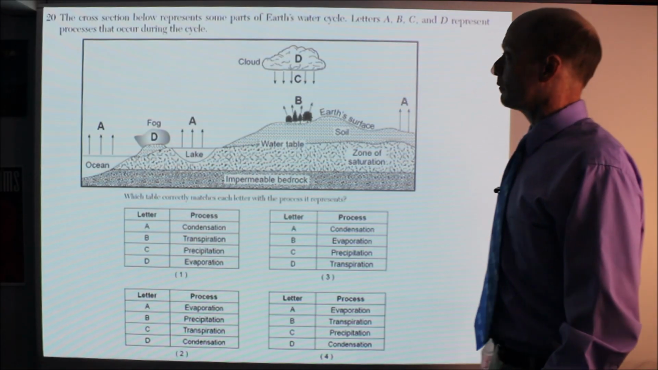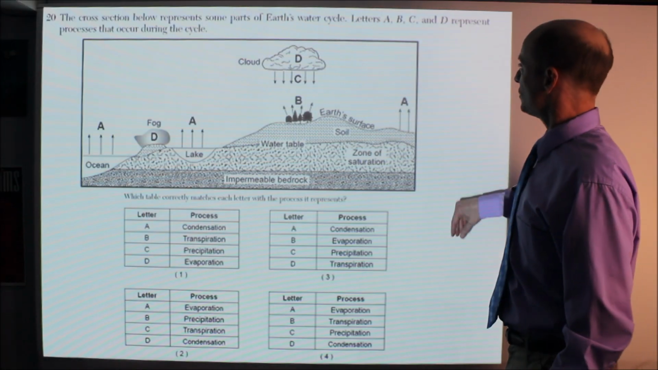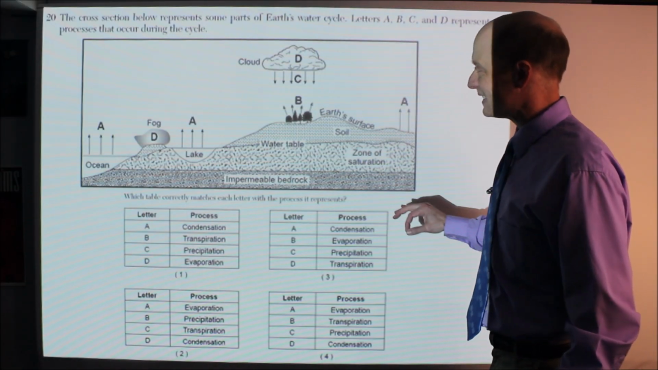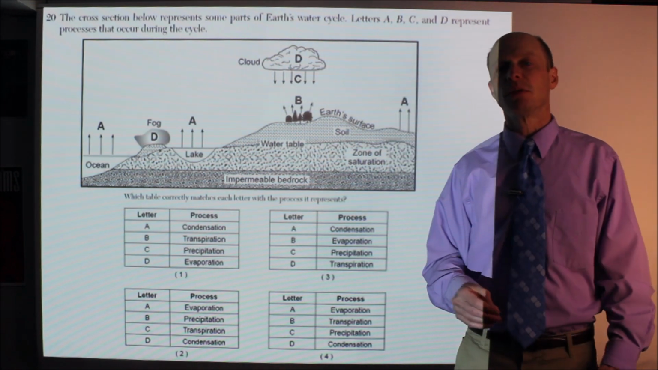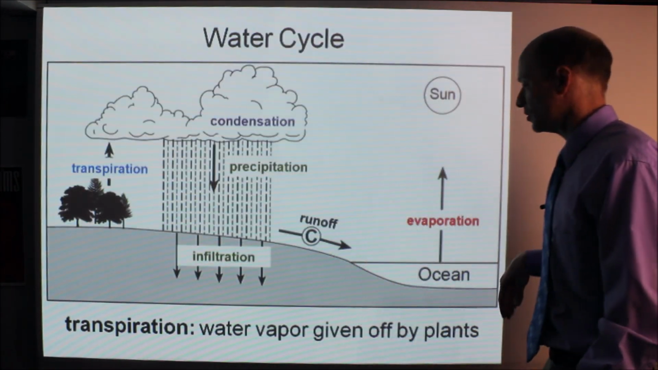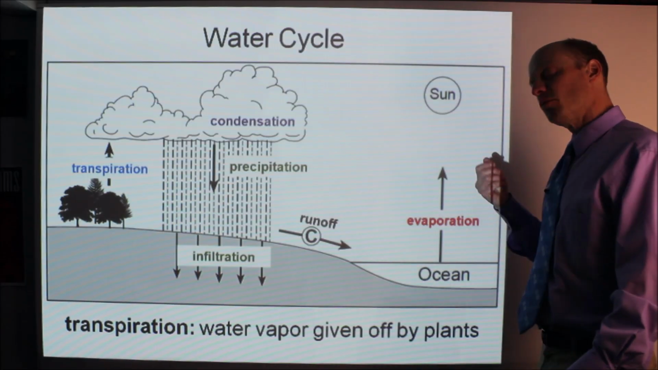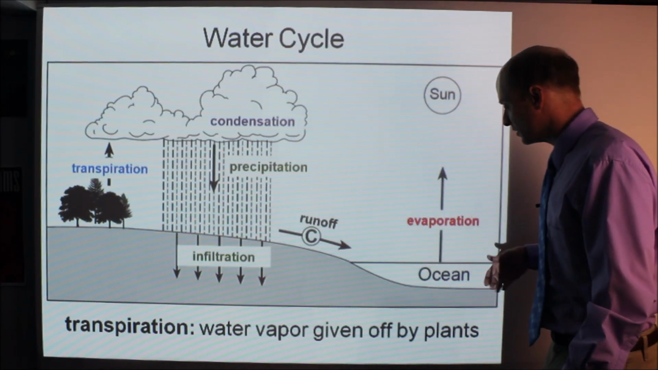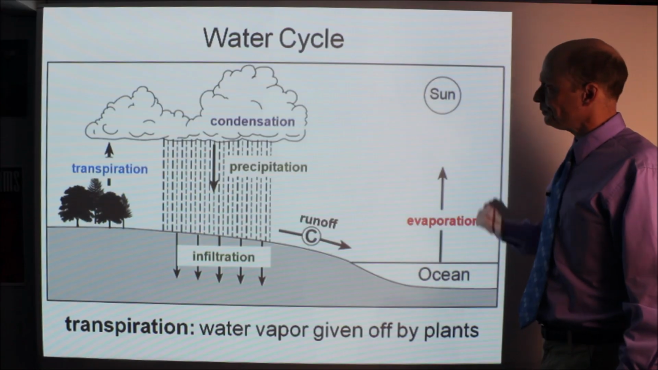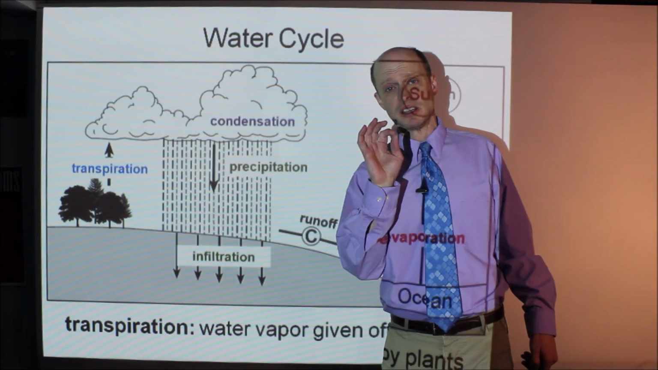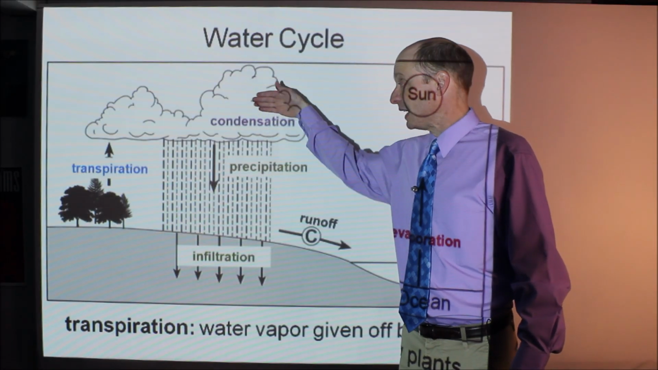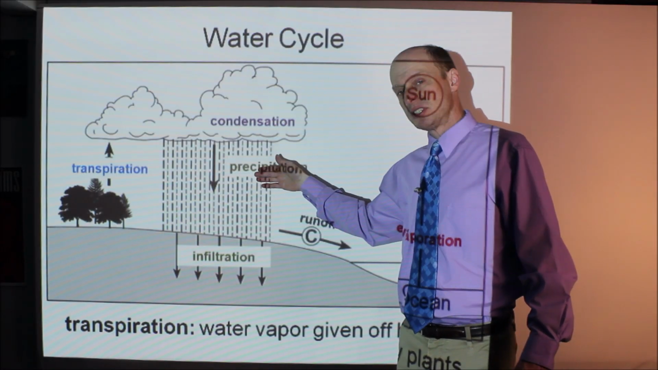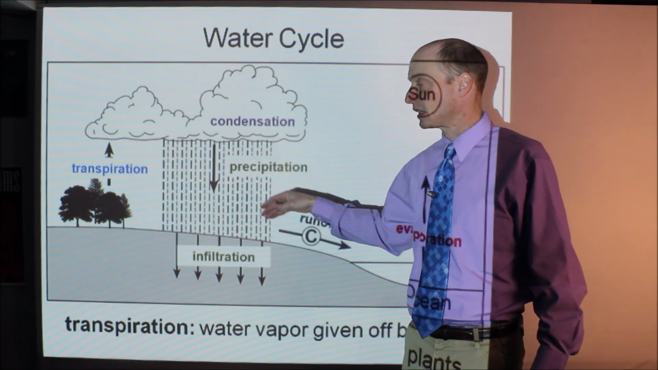Number 20. The cross-section below represents some parts of Earth's water cycle. A, B, C, and D represent processes that occur during the cycle. And now you're just trying to match them up. Let's do a little bit of review of some of the processes here. Some of these are more straightforward. You might have learned them in middle school. You kind of know this stuff. Ocean, evaporation, condensation. Clouds are actually liquid water droplets, so it's actually water vapor becoming liquid in the clouds. So condensation happens in the clouds. Precipitation is rain or snow falling from the clouds.